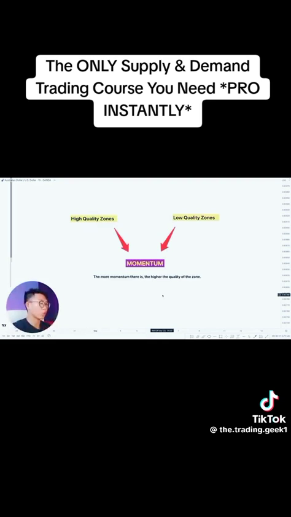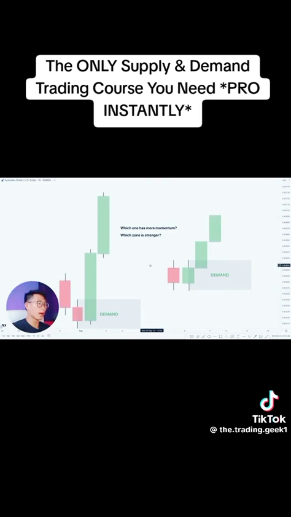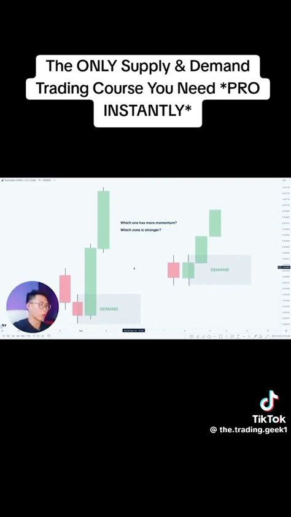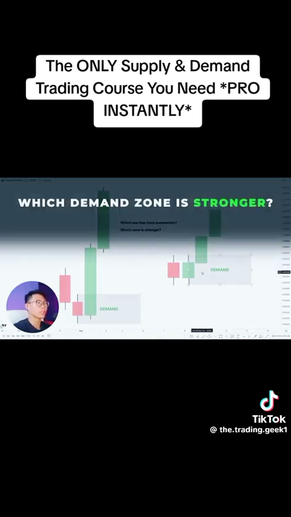Momentum is how you differentiate these high quality zones from the low quality zones. So the more momentum there is, the higher the quality of the zone. Let me explain. When you are determining the quality of the zone, you must look at the price action and the size of the candlesticks. In this example right here, we have pattern A and pattern B, demand zone A and demand zone B. Which one do you think has more momentum? Which demand zone do you think is stronger?